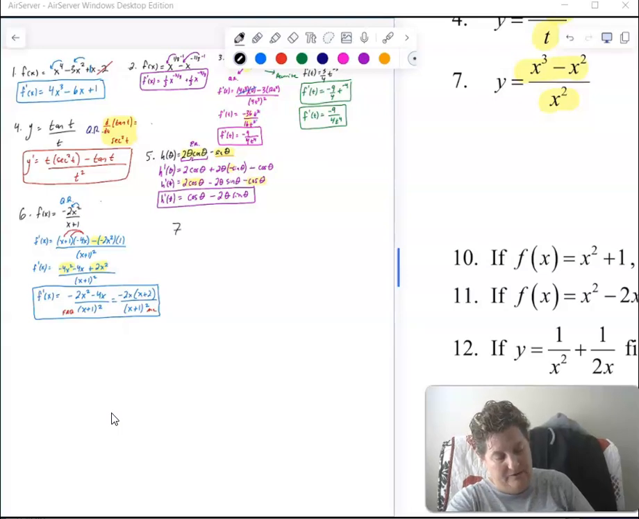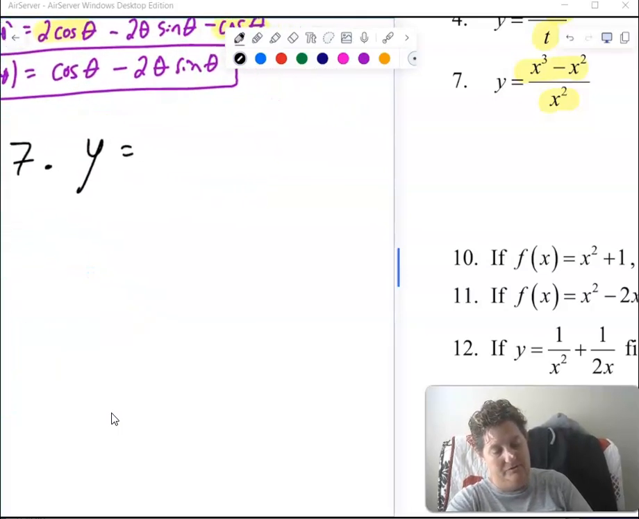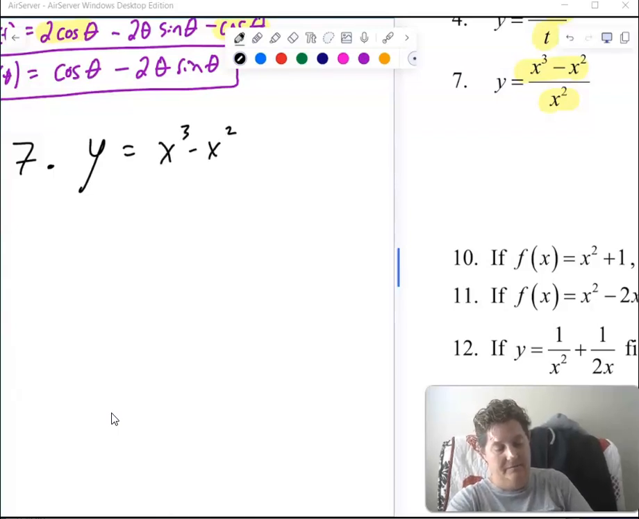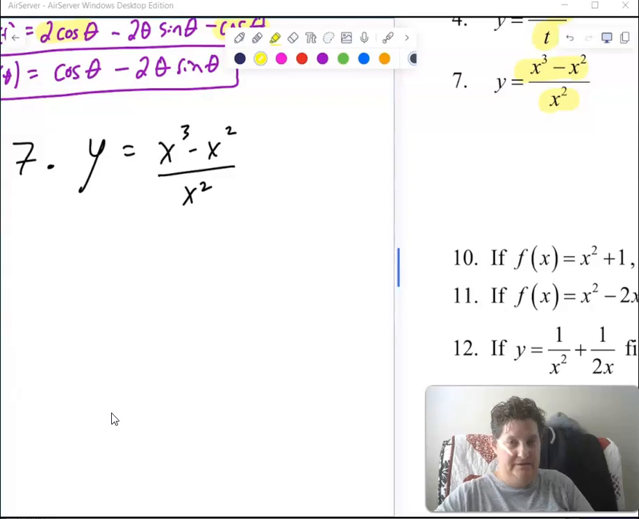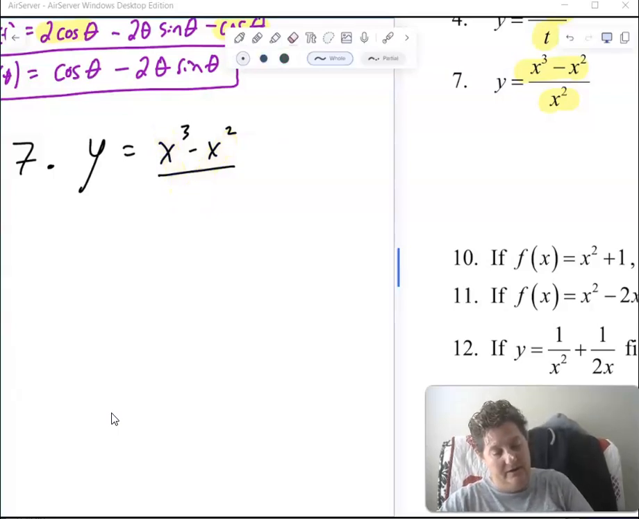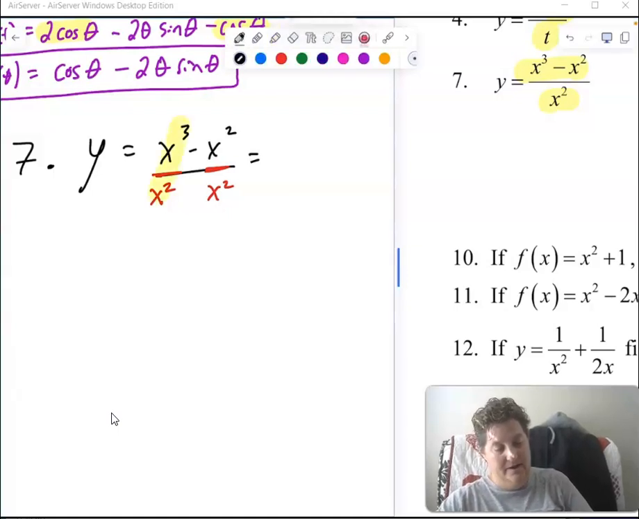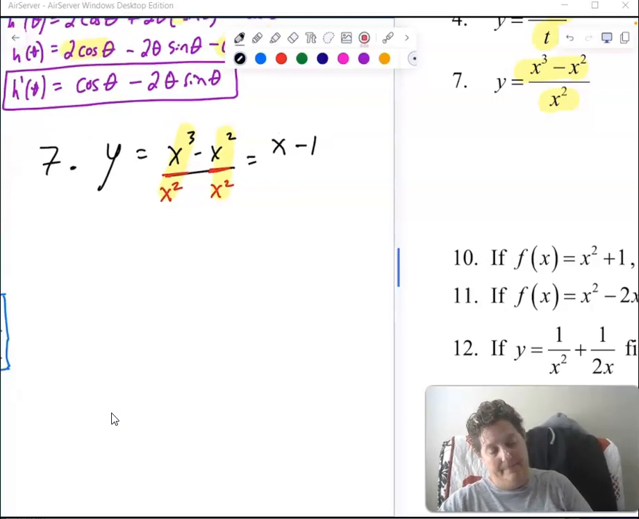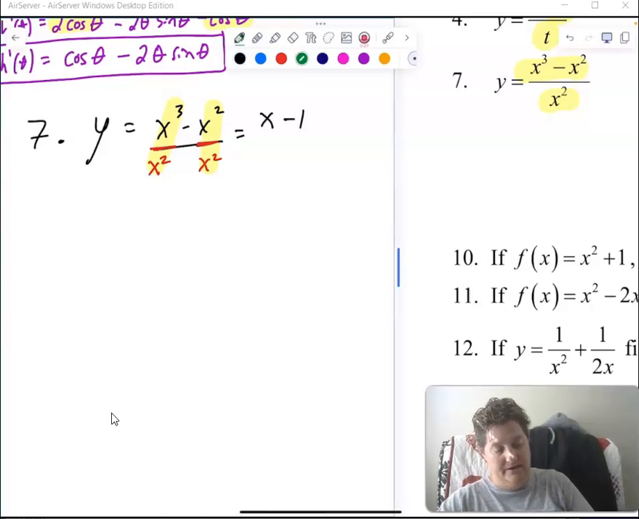Now, anytime you can simplify a problem before you start, it's always going to make for an easier derivative. What we can see right here, you guys, is both of them cancel by an x squared, so I can reduce this down. Let's divide this one by x squared. Here, x to the third divided by x squared is x. Here, x divided by x squared is 1. This is just y equals x minus 1. So what's the derivative of that? Well, the derivative of x is 1, and the derivative of the constant is 0.